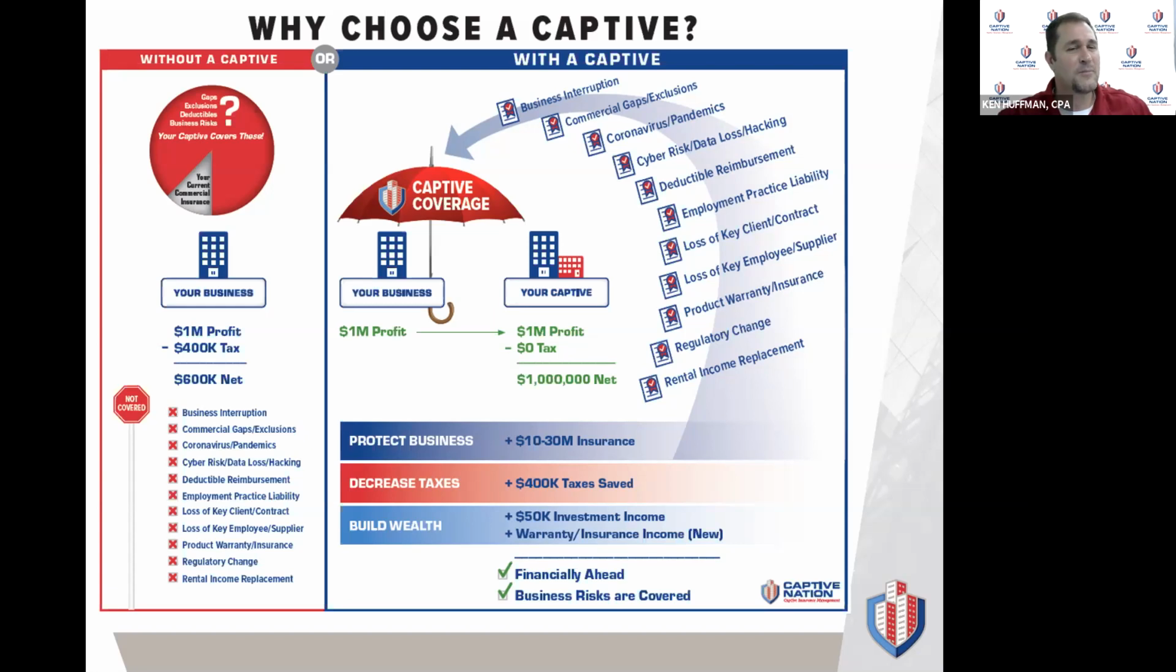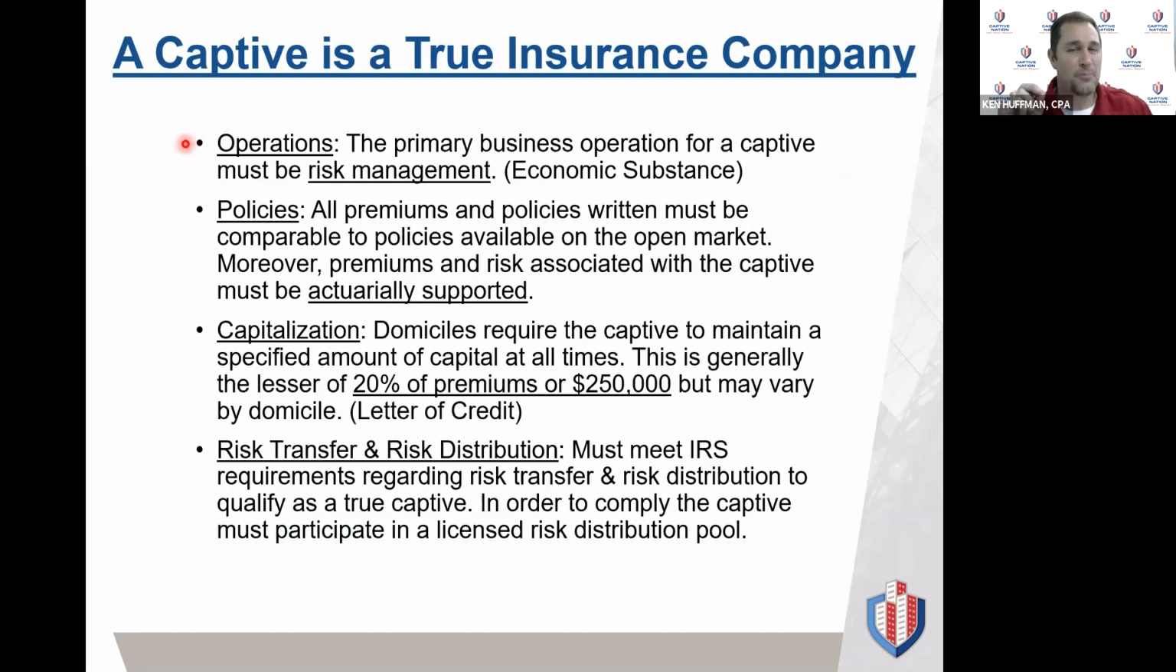The thing you want to remember is that the primary purpose of a captive insurance company is risk management purposes, period. It happens to come with a great tax advantage. A lot of owners and CPAs like that, but that's the main purpose of it. All the policies are actuarially supported. We use a third-party independent actuary who will measure what kind of risk you have and come up with all kinds of different policies, and then you can pick and choose what you want, which can change from year to year.